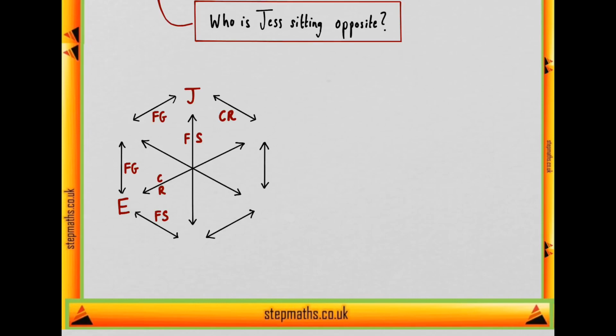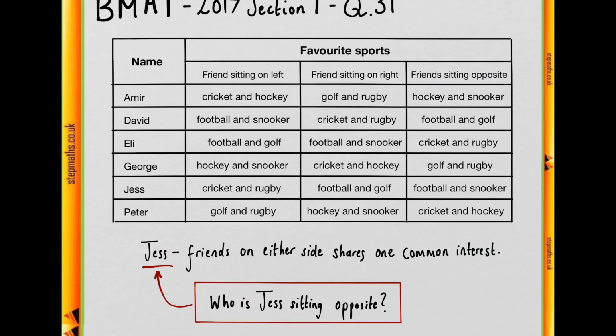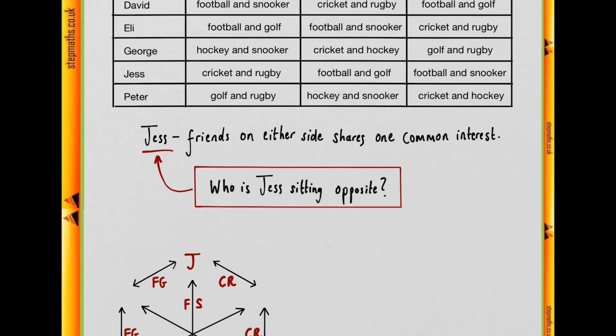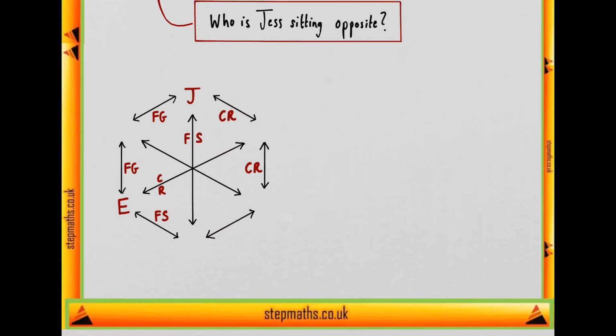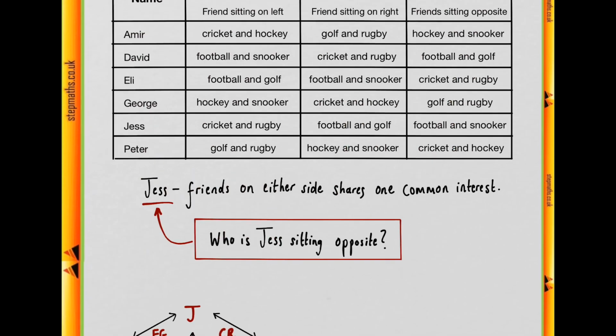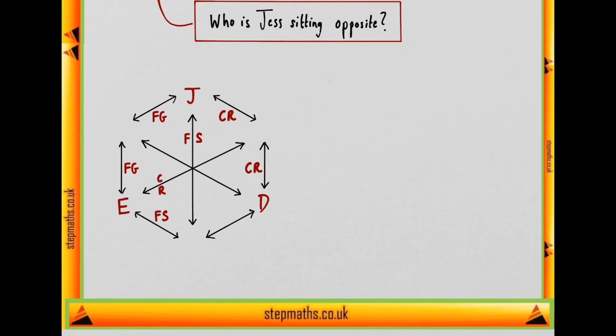Again, we can do this exact same process we did before. In order to find the person here, we know that they must have someone on their right who likes cricket and rugby. The only person who has cricket and rugby as a friend on the right is David, so we can represent David as D. And filling in the rest for David, he has someone on his left who likes football and snooker, and someone opposite who likes football and golf. So we'll fill those in. So this is what we have so far.